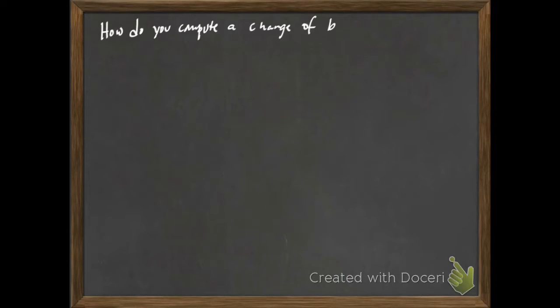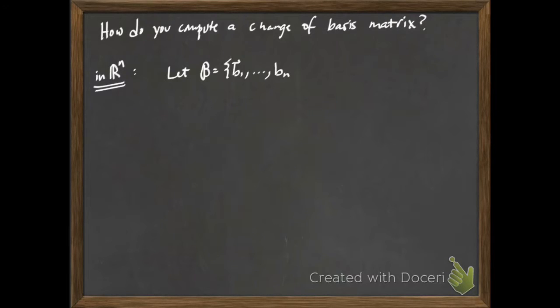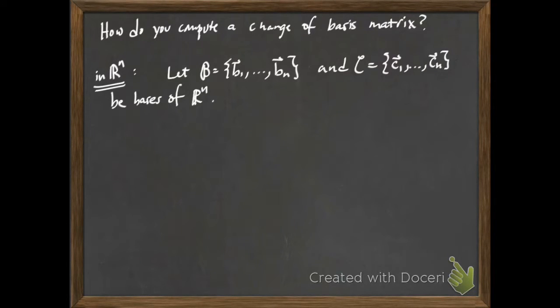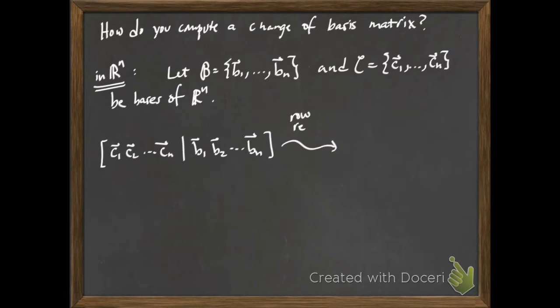So how do you compute a change of basis matrix? Well, if you're dealing with vectors in Rn, then it's going to be reduced to row reduction. So suppose I have two bases of Rn, b1 up to bn and c1 up to cn, and I want to compute a change of basis matrix. So what I'm going to do is stack the vectors c1 up to cn, and then stack the vectors b1 up to bn, and then row reduce.